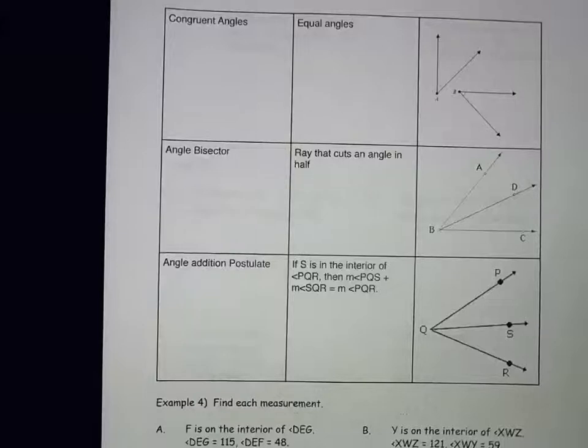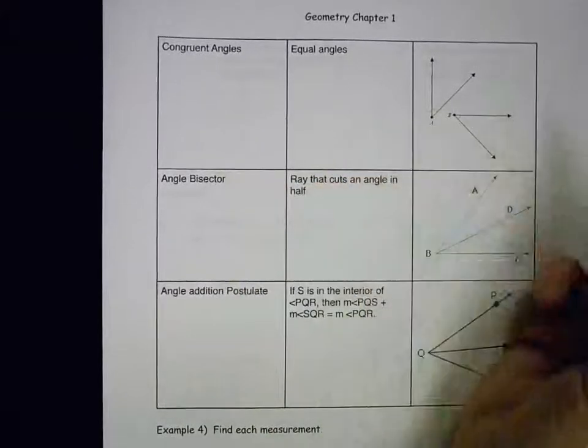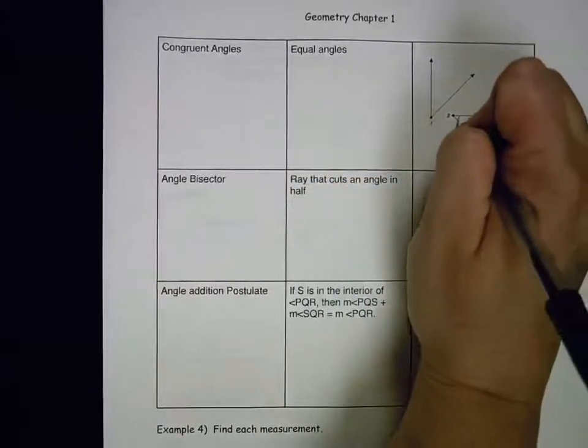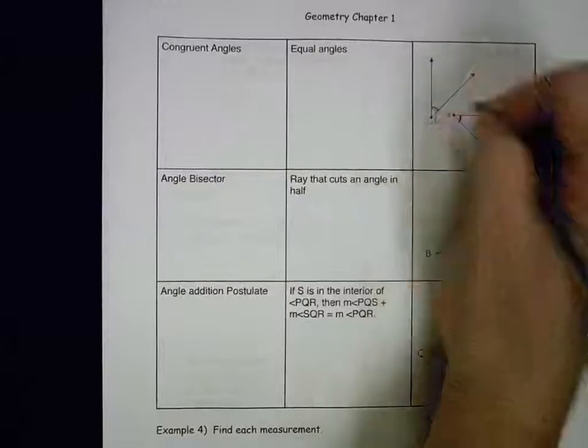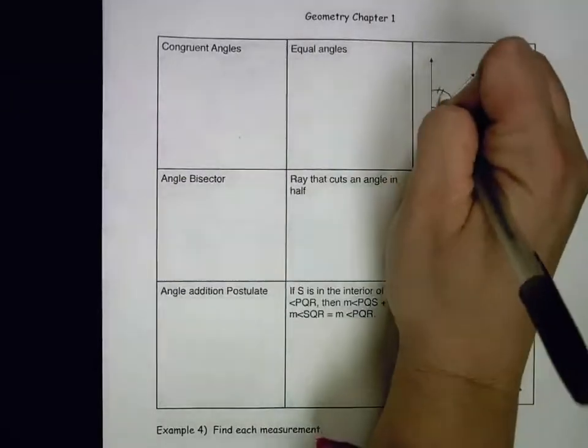At the next page, we have a couple of definitions. Congruent angles are angles that are equal, and sometimes we'll have the same number of arcs in there, and sometimes you'll draw an arc with tick marks on it.